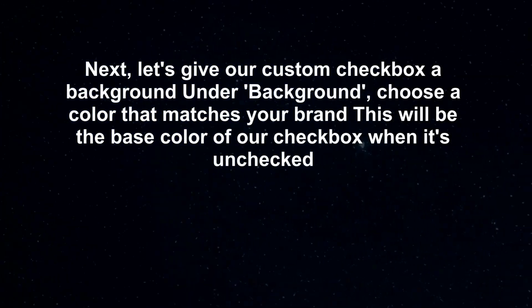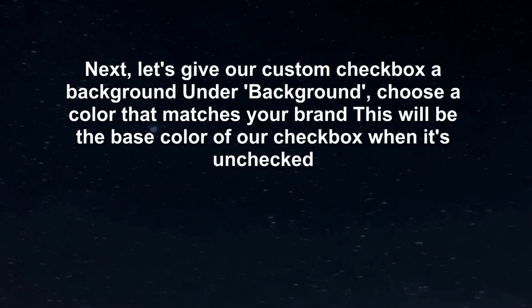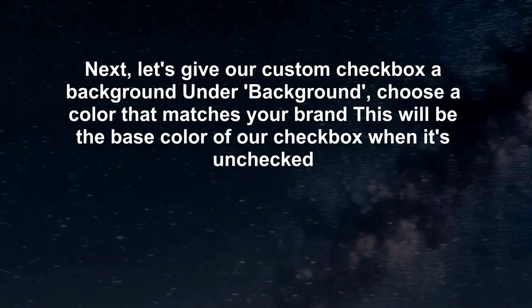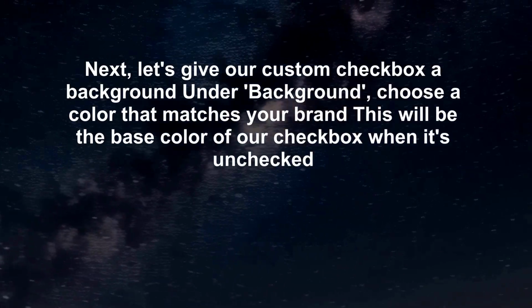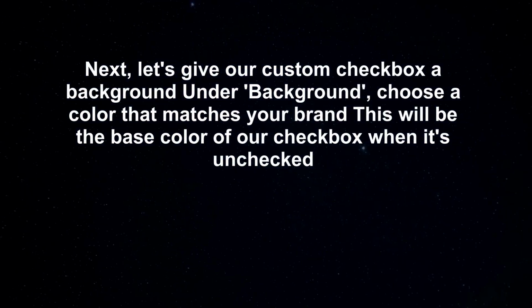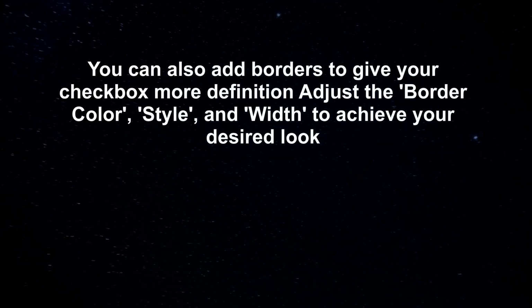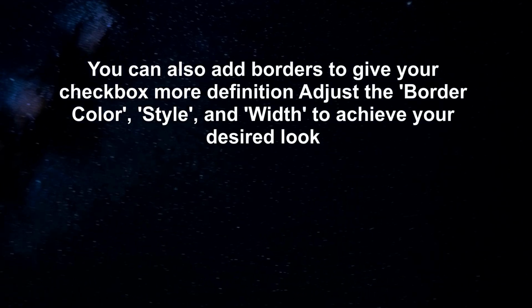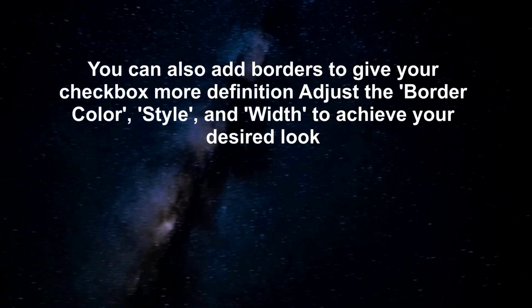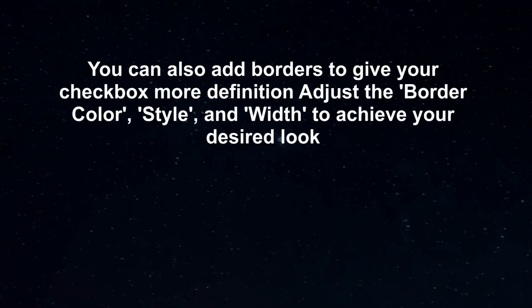Next, let's give our custom checkbox a background. Under Background, choose a color that matches your brand. This will be the base color of our checkbox when it's unchecked. You can also add borders to give your checkbox more definition. Adjust the border color, style, and width to achieve your desired look.